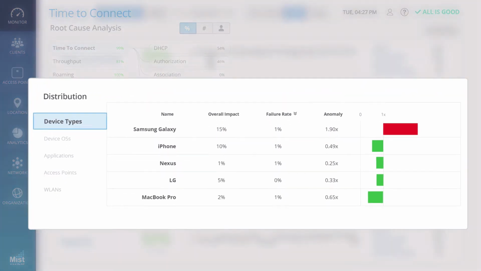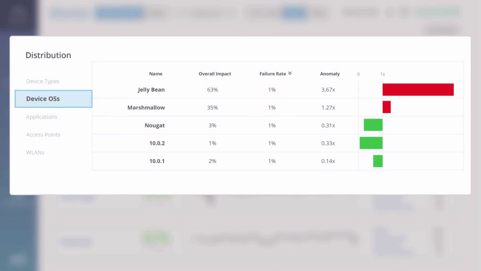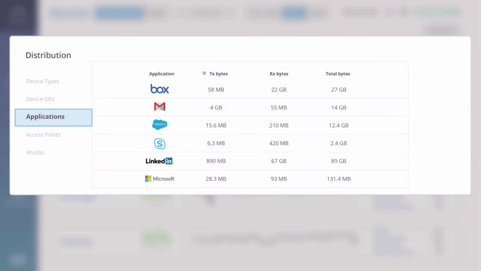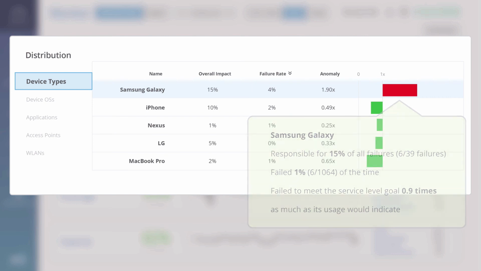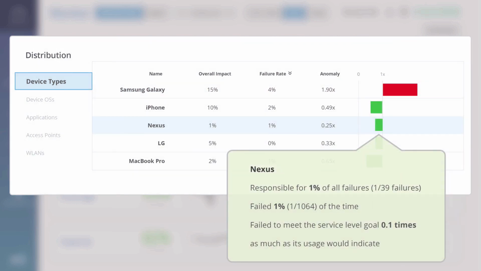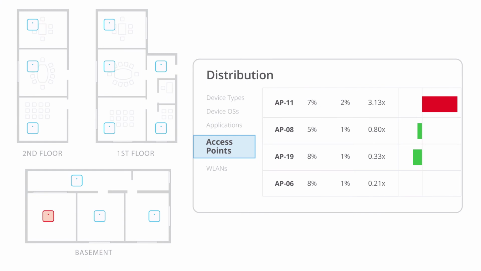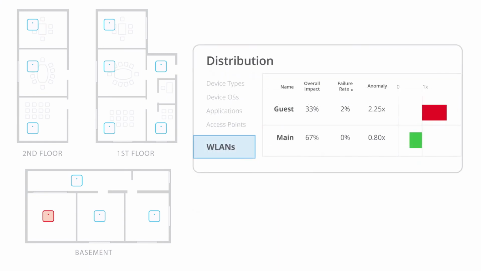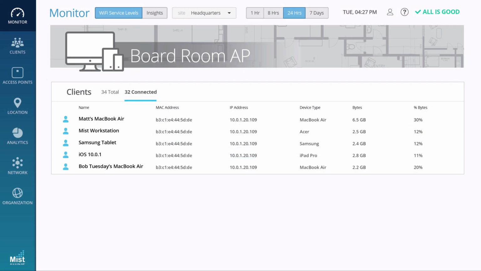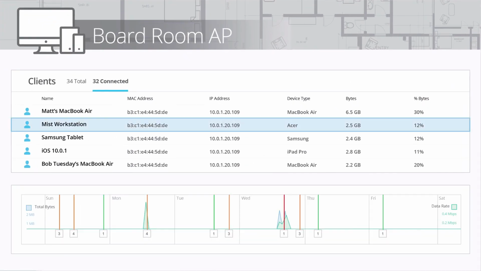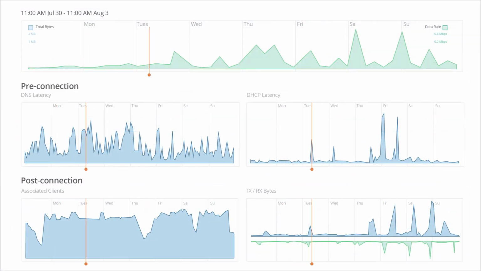Myst also lets you spot trends across device types, operating systems, and applications, pinpointing which areas need immediate attention and which are interesting but not critical. Identify troublesome APs and/or WLANs so you can spend your time where it matters most. All of these insights are possible because you now have real visibility into the user experience. Visualize user states over time and inspect problematic events.